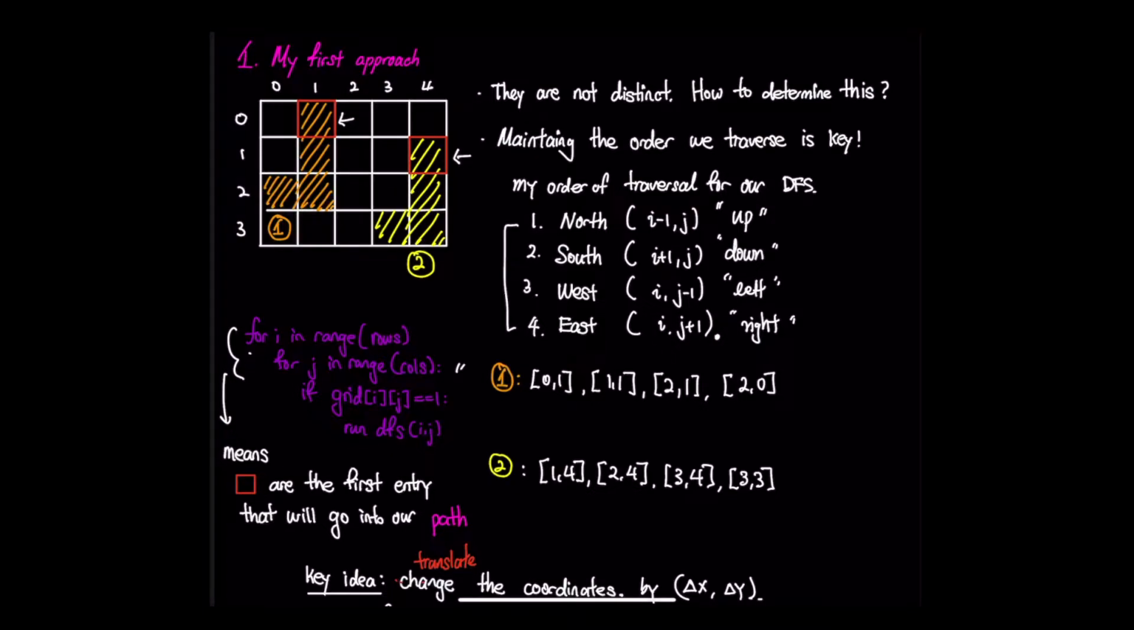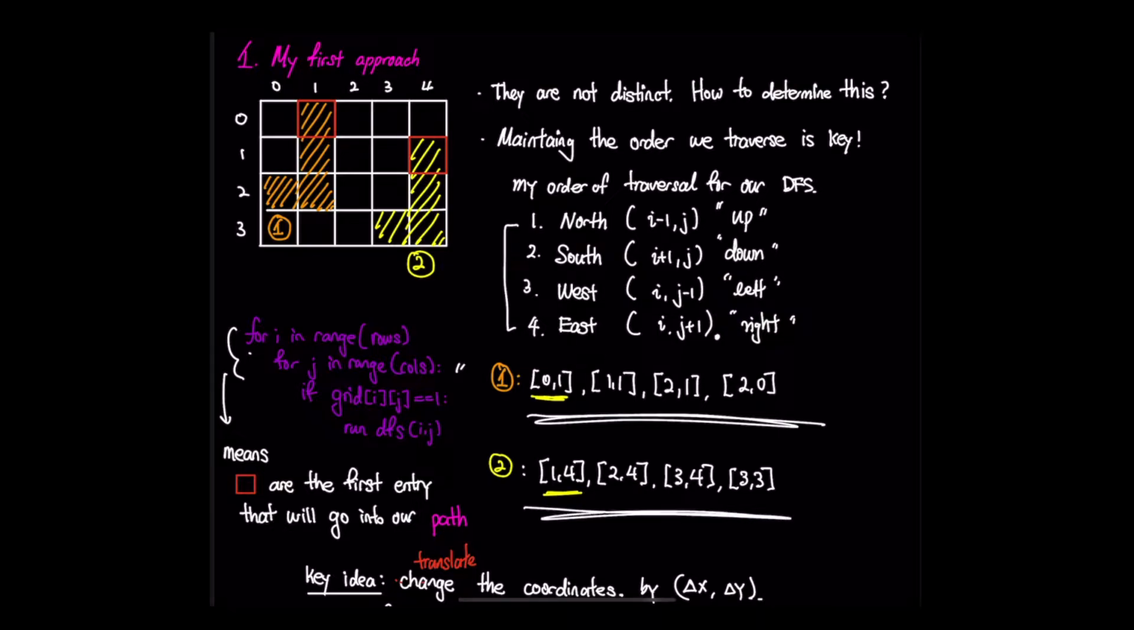For this problem, we have two islands, and the first entries that we will hit are those two guys. They will always be here, like the first guy and then the second guy. This guy represents the coordinates for this first island, and this guy represents the coordinates for the second island. How do I get this?